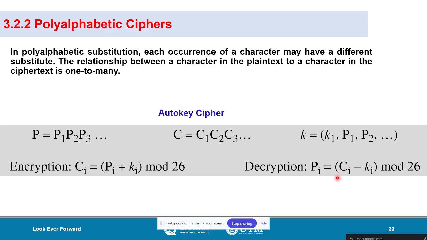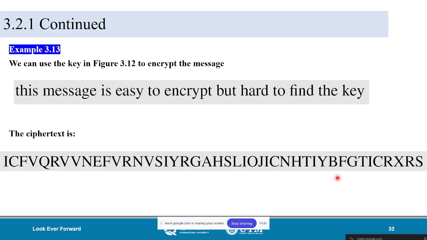Now we have polyalphabetic ciphers. In polyalphabetic substitution, each occurrence of a character may have a different substitute. The relationship between a character in the plain text and a character in the ciphertext is one to many. What do we mean by this?